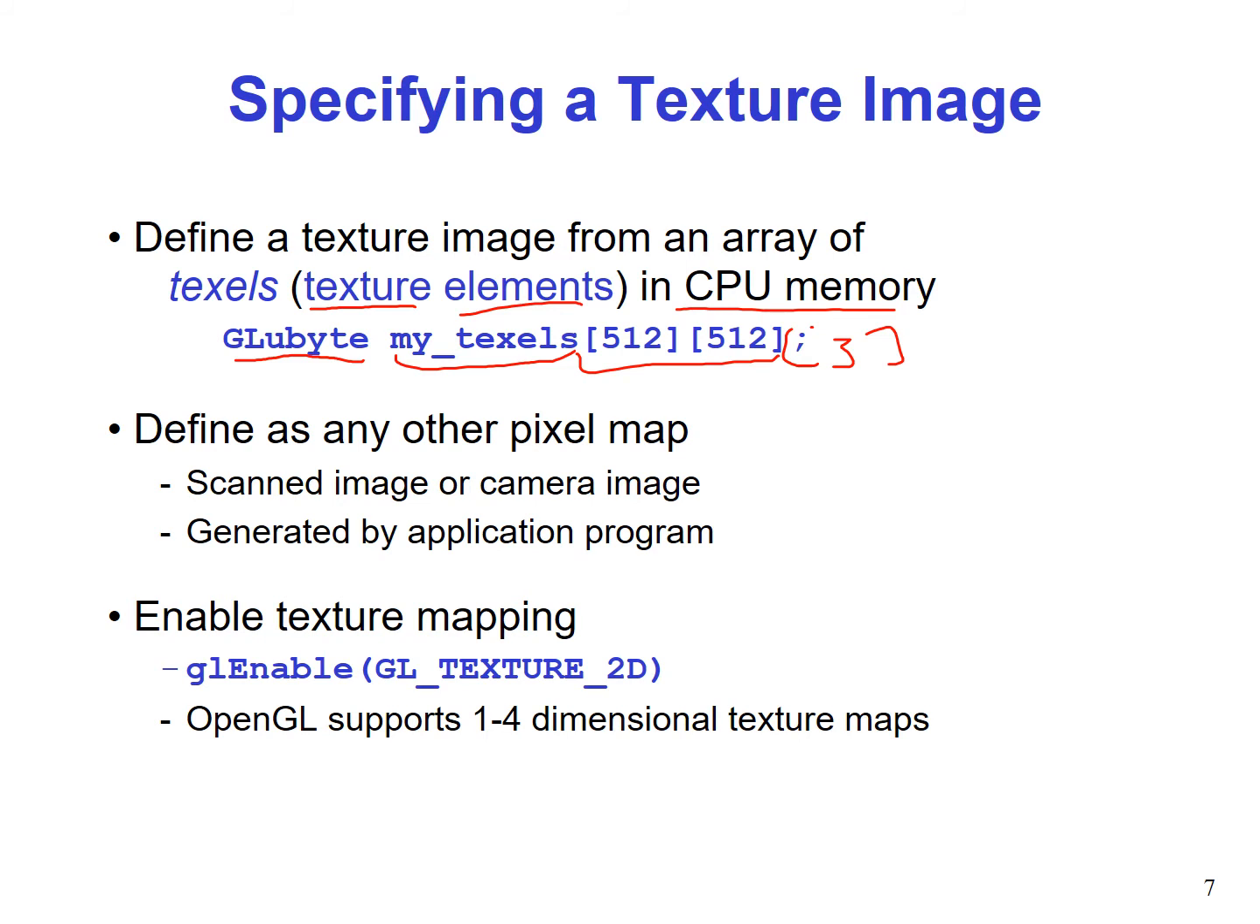We can define this as any other pixel maps. For example, we can get these texel values from a scanned image, or an image taken with a camera, or we can also generate these pixel values from an application program based on some criteria. Next, we enable texture mapping in OpenGL. This is done simply through glEnable, and we enable two-dimensional textures here. Note that OpenGL supports 1 to 4 dimensions, but in this project and in this unit, we'll mainly be using two-dimensional textures.